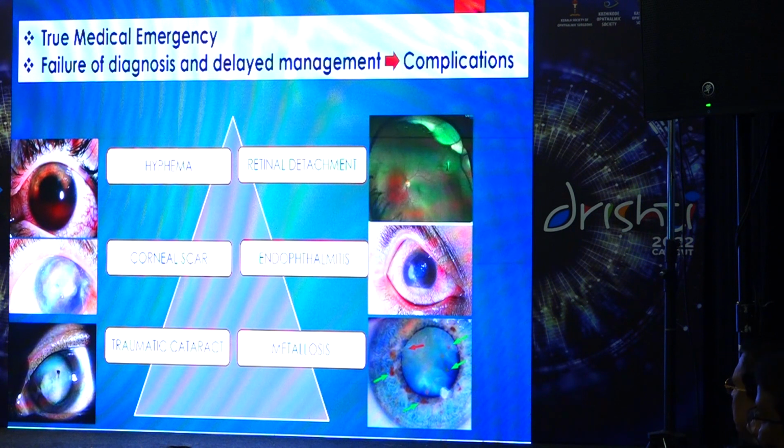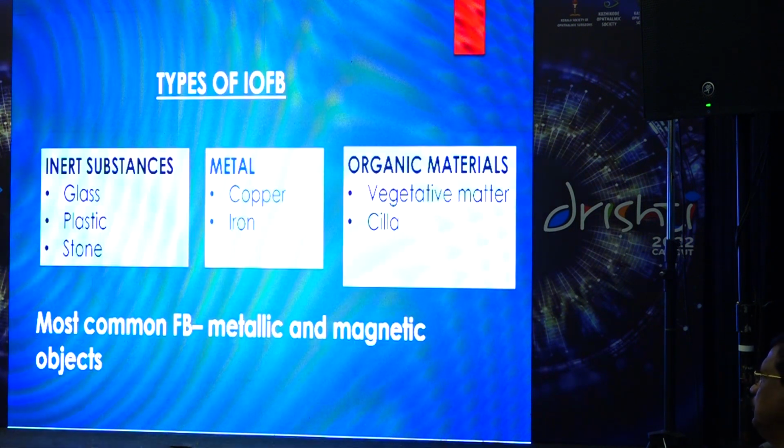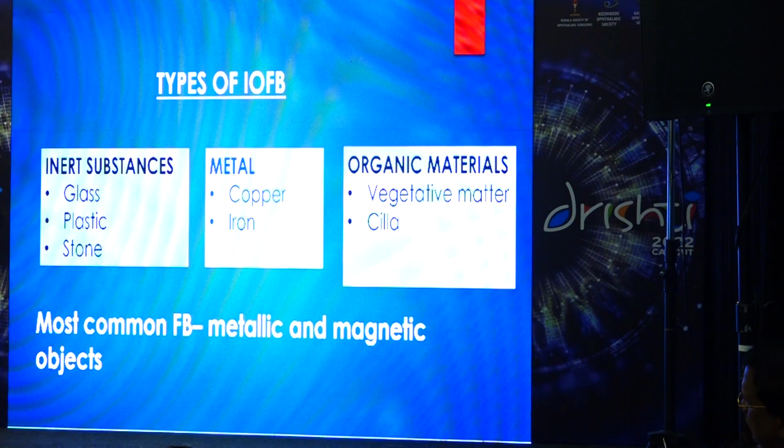Failure of diagnosis and delayed management can often result in complications like hyphema, corneal scar, traumatic cataract or subluxation, retinal detachment, retinal dialysis, endophthalmitis, and metallosis like siderosis or chalcosis. Describing the types of intraocular foreign body, we have inert substances like glass, plastic, stone; metals like copper or iron; and organic materials like vegetative matter, cilia, or even caterpillar hair. The most common foreign bodies are metallic and magnetic objects.